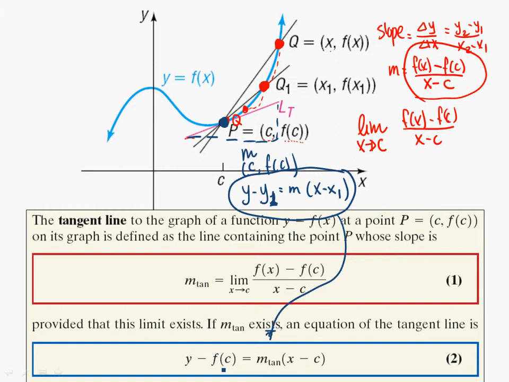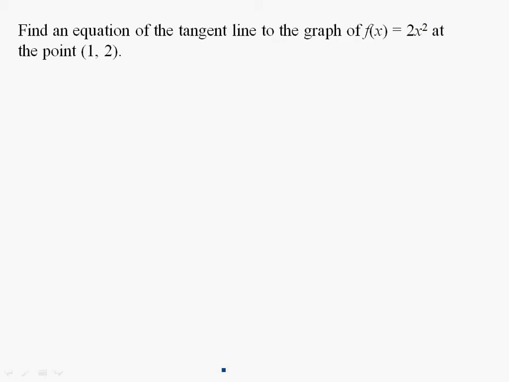So let's just look at a problem and see if we can make a little more sense of this. So we're going to find the equation of the tangent line to the graph of f of x equals 2x squared. Now you don't have to do this, but I think it's good that you have an idea of what this picture sort of looks like. So I'm going to draw 2x squared sort of quickly.